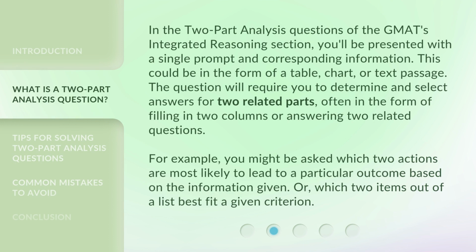In the two-part analysis questions of the GMAT's integrated reasoning section, you'll be presented with a single prompt and corresponding information. This could be in the form of a table, chart, or text passage. The question will require you to determine and select answers for two related parts, often in the form of filling in two columns or answering two related questions.